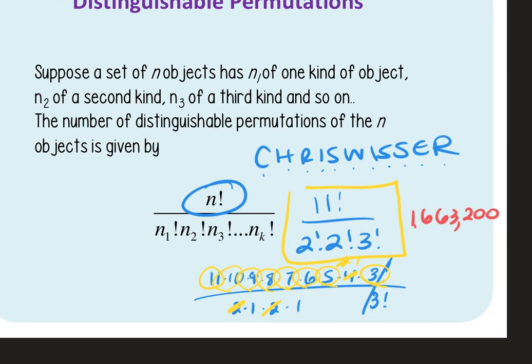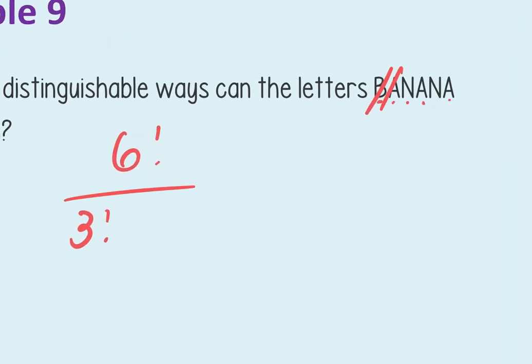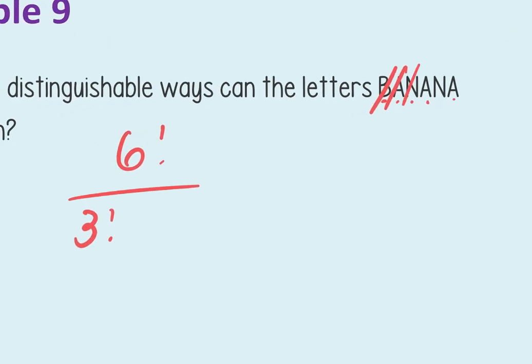Good? All right, so example 9 says how many distinguishable ways can the letters banana be written? How many total letters? Good, so 6 factorial goes in the top. B only has 1. I don't need it. A has how many? 3. I'm going to cross out the A. N has how many? 2. And I already used the A in the end.